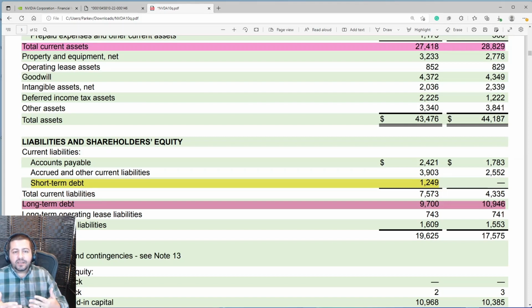So it's not like Nvidia paid down their overall debt. They've just shifted it from long-term to short-term debt.